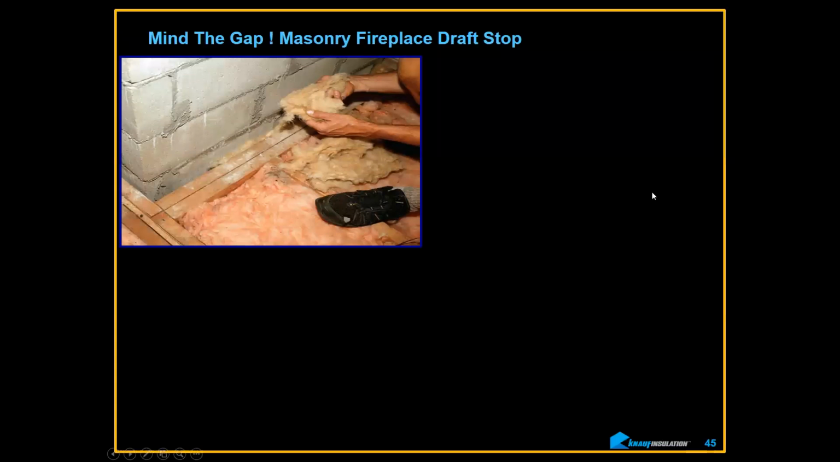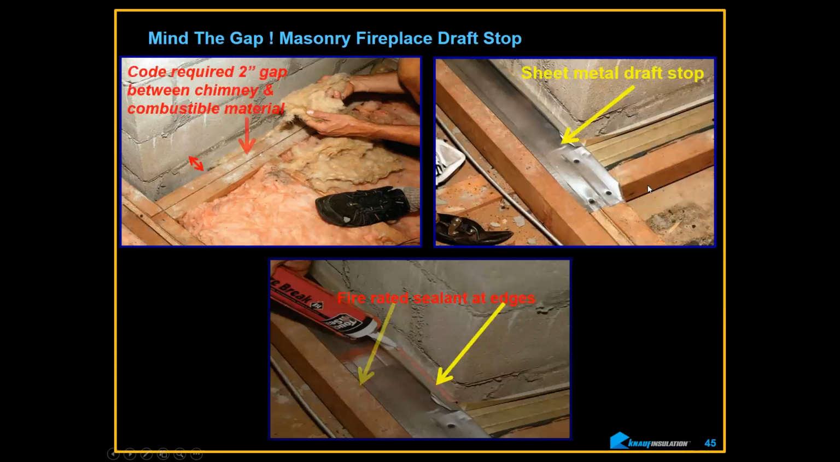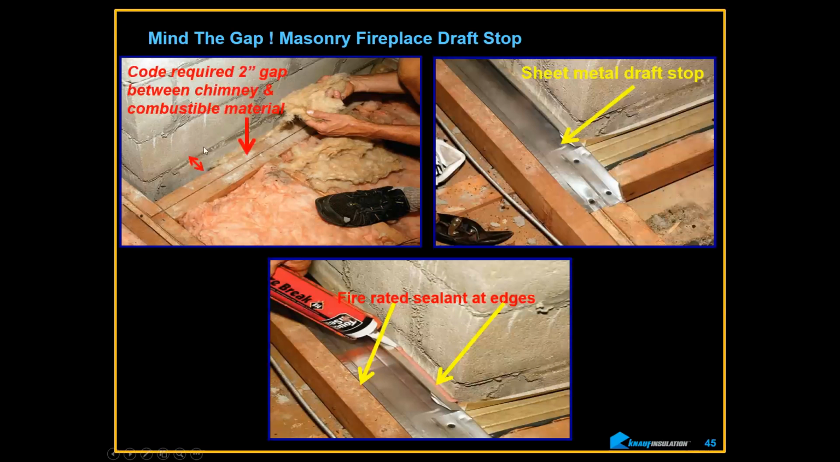Fireplaces. Now remember what's critical in the fireplaces. I don't know why my arrows aren't showing up. Oh, here they go. You need a 2-inch gap between combustibles. Lumber is a combustible. So that means this can be filled with a non-combustible material. This happens to be fiberglass.